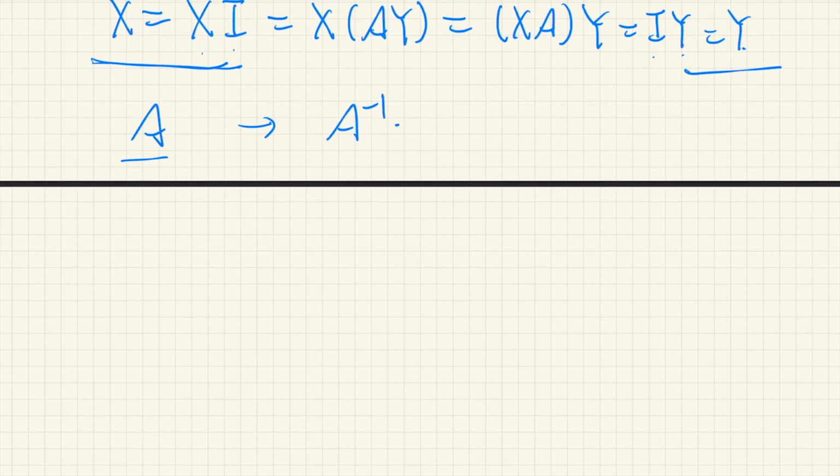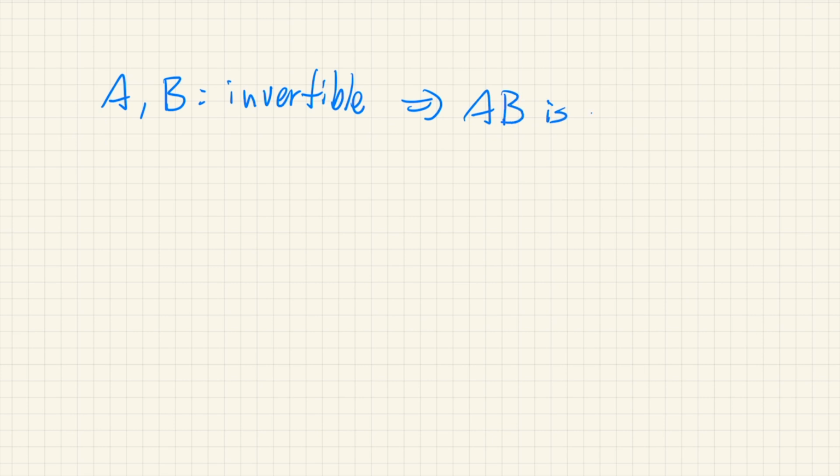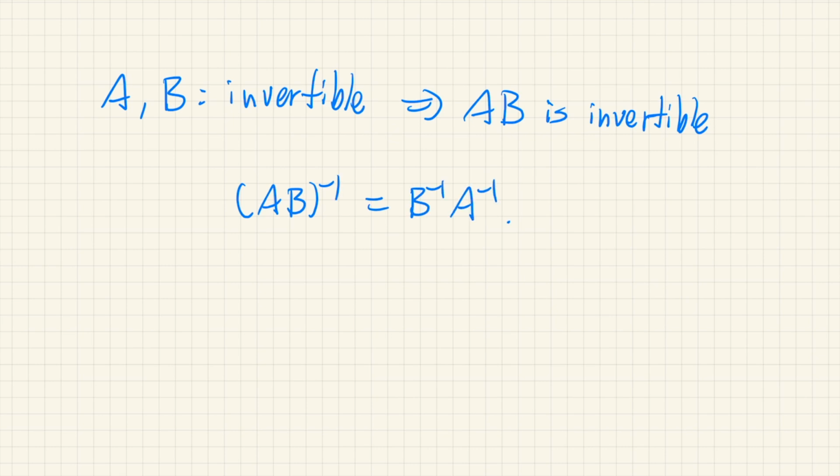So to summarize, if the inverse exists, then we have A times A inverse is equal to A inverse times A is equal to the identity. And next property, suppose A and B are both invertible, or regular, if you prefer, then AB is invertible. And its inverse, so (AB) inverse is given as B inverse times A inverse.